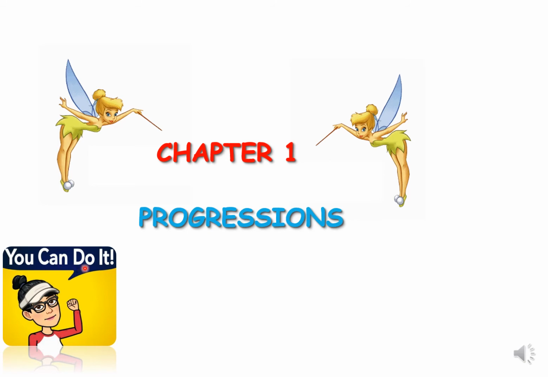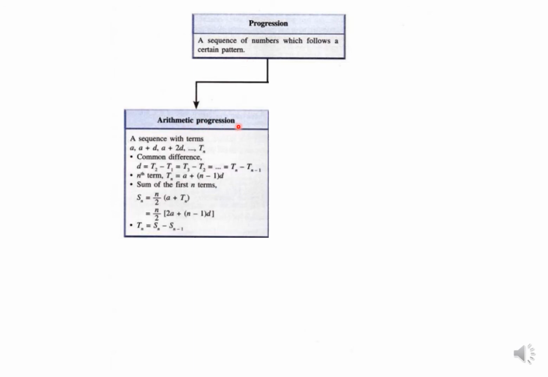Chapter 1, Progressions. Progression is a sequence of numbers which follows a certain pattern. For arithmetic progression, a sequence with terms A, A plus D, A plus 2D, and continue.